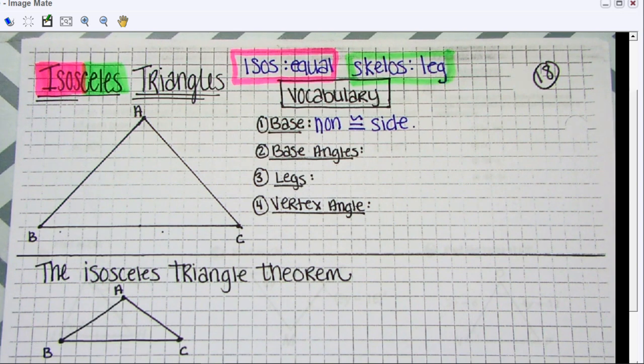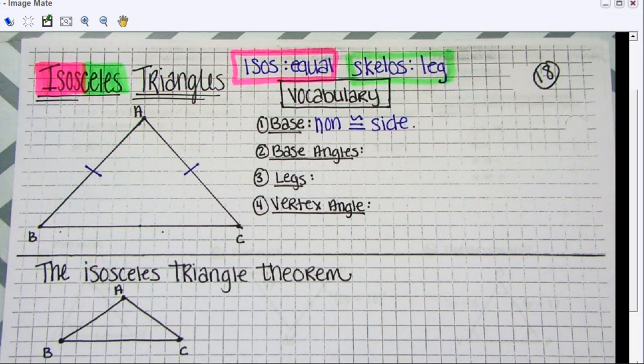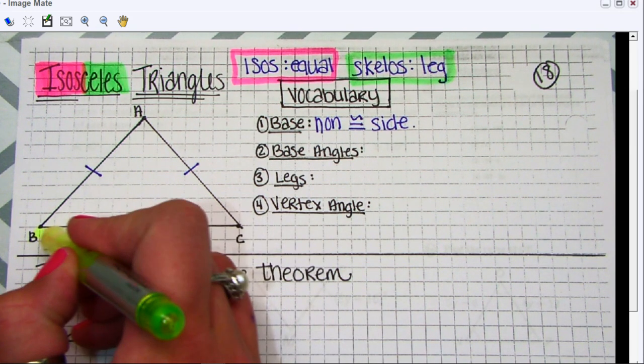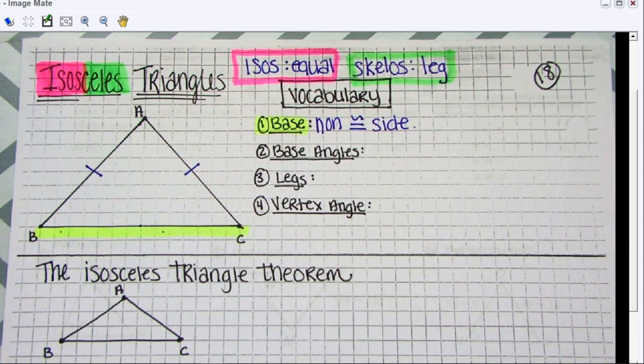So on our picture, let's start by drawing bars on AB and AC. The non-congruent side of that triangle, the one that's not equal to anything, is called what? What is the name of the side on this picture using letters? We've got side AB, AC, and BC. BC is the non-congruent side. Good. This is the base. So this side is called the base. It's the side that's not congruent to anything.